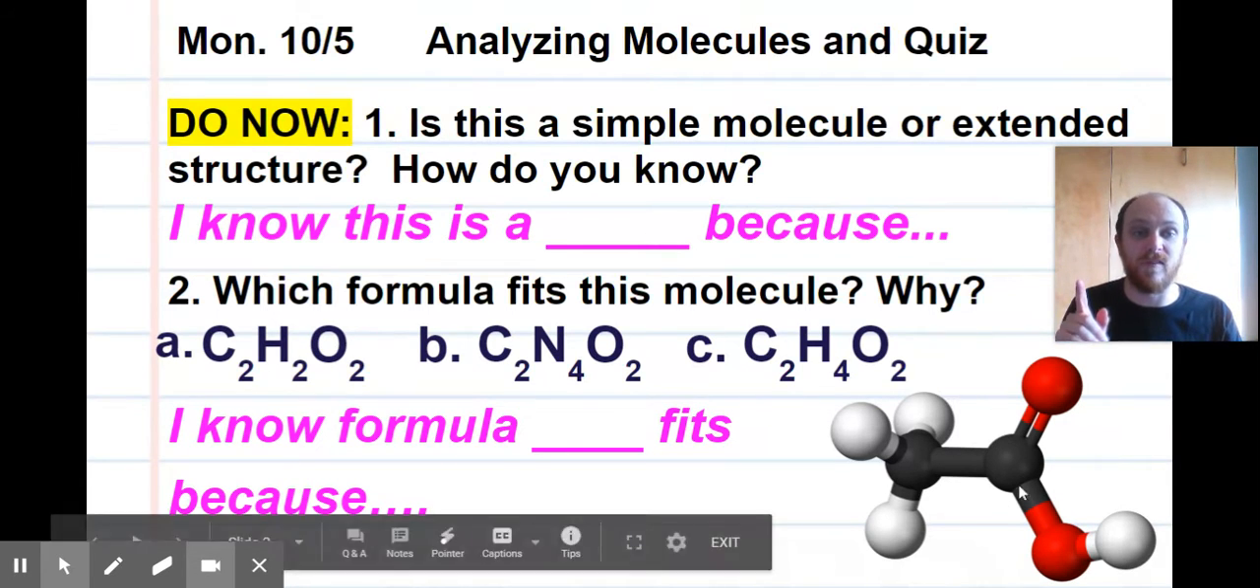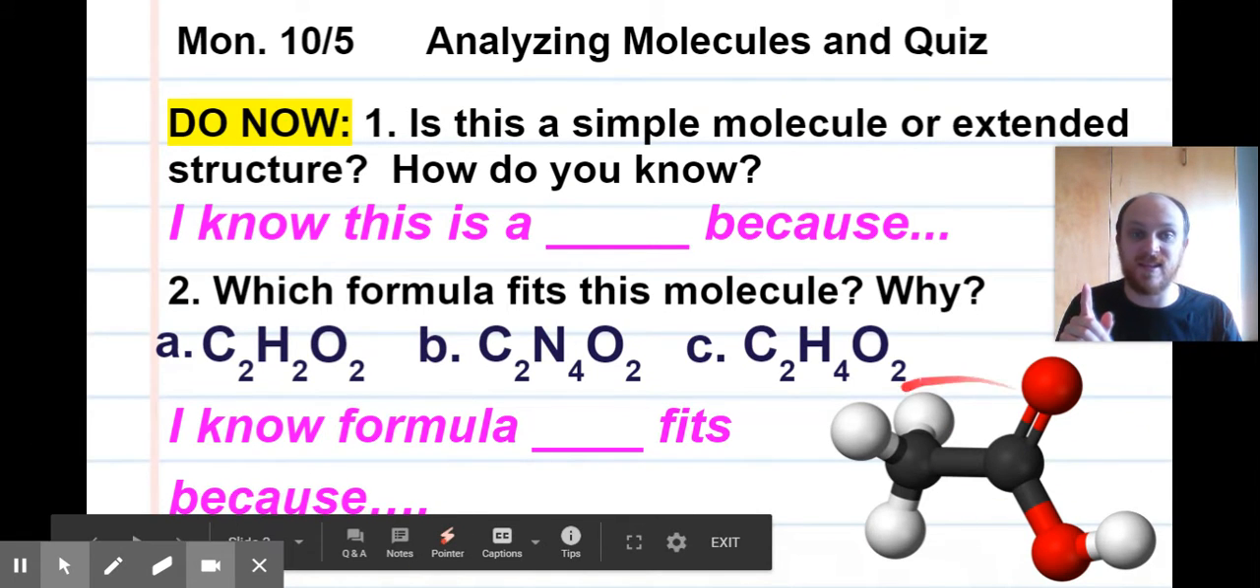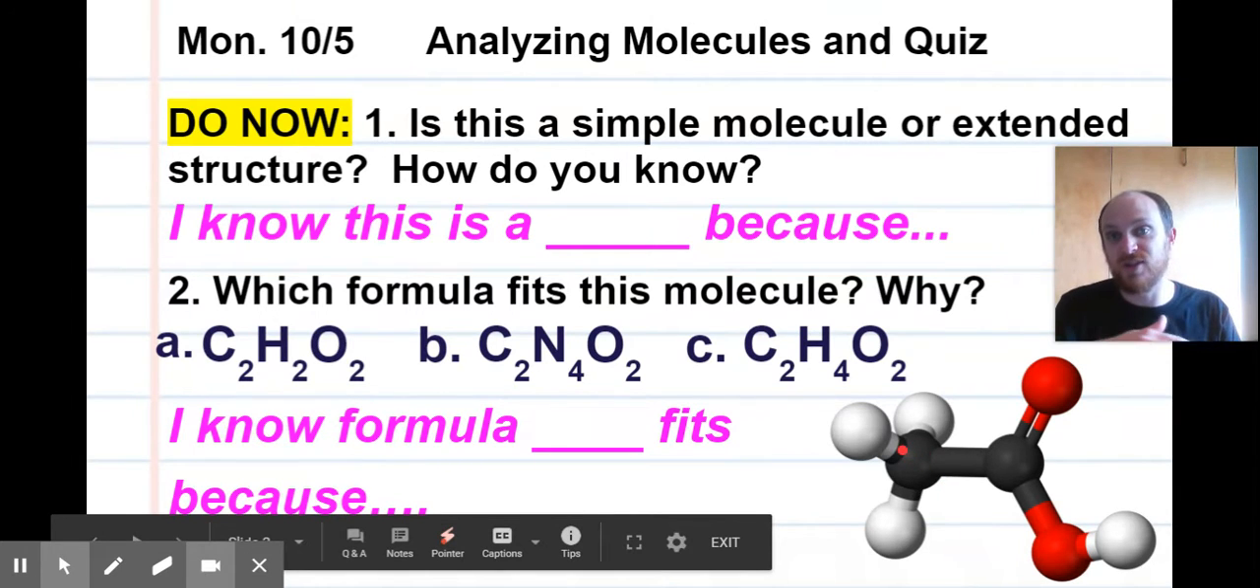Here's a picture down here of this molecule. Is it a simple or extended molecule? Simple molecule, extended structure. Tell me what it is and how do you know? That's important that you know how to tell the difference.